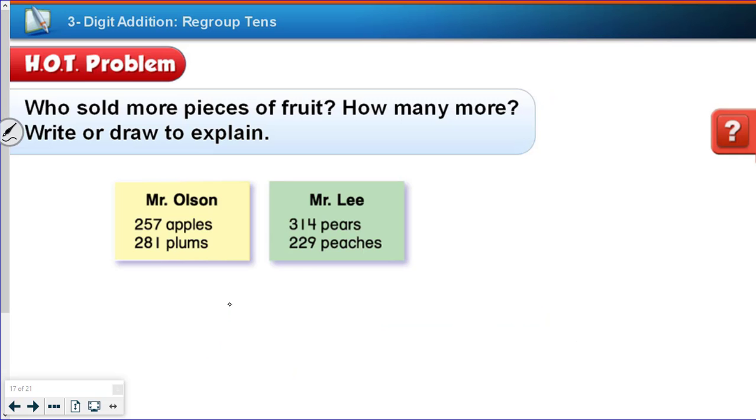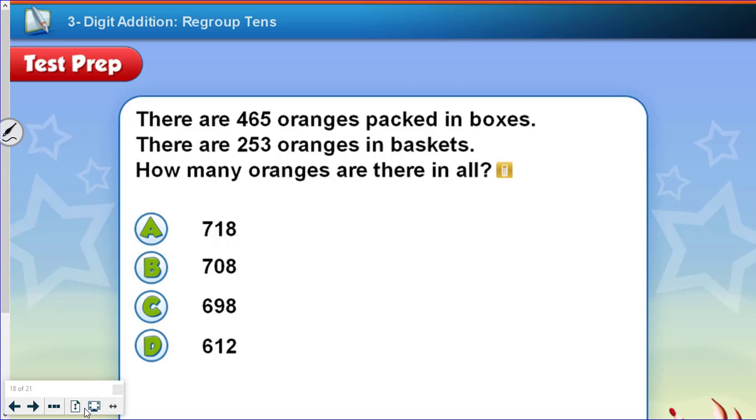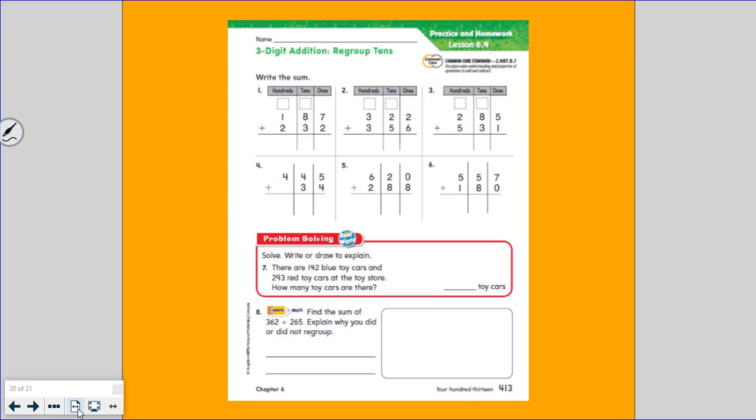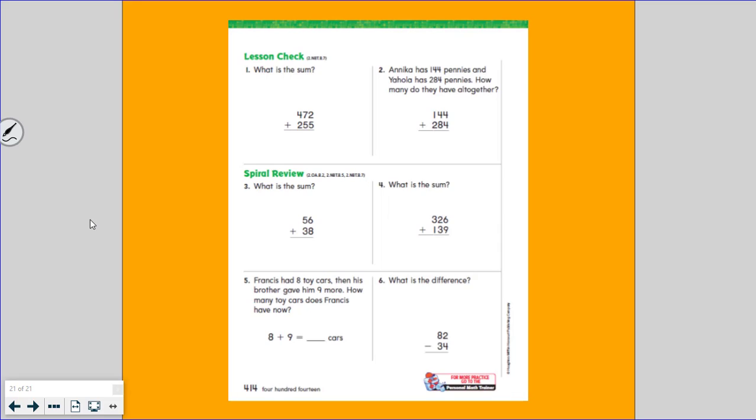Now, on to these homework pages. All right, so you need to do pages 413, all of the problems, right? And 414. All right, good luck.